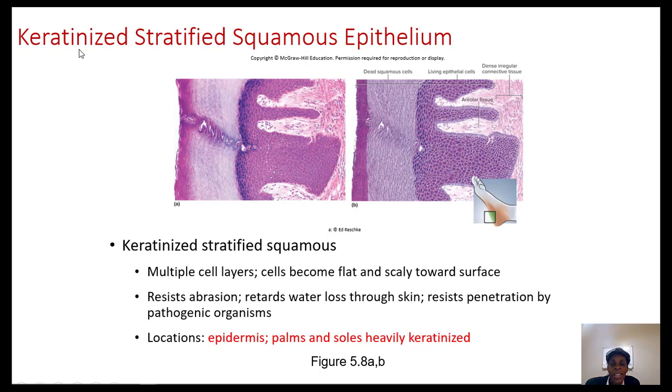What about the keratinized stratified squamous epithelium? Why keratinized? Because it has keratin. It's located on the epidermis, the top layer of the skin, the palm and sole heavily keratinized. So you can see here the foot. If you have, for example, corns or calluses on your foot, it is because you have a lot of keratinized stratified squamous epithelium. Why is it called stratified? Because it has multiple layers, it has a lot of layers on the skin. So that's why you see here keratinized.